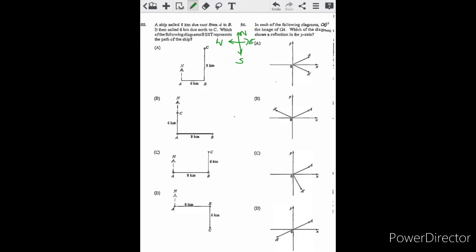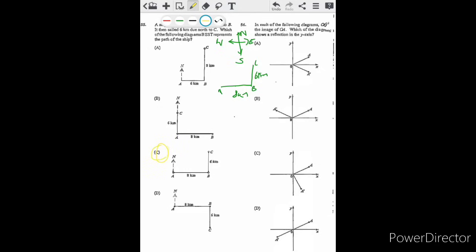Okay, it says a ship sailed 8 kilometers due east from A to B. So that's 8 kilometers, and then let's label it A and B. And then it sailed 6 kilometers due north, so that's 6 kilometers going up. And then that point will be C. Looking at our diagram, it looks like C. Yes, so our answer is C.